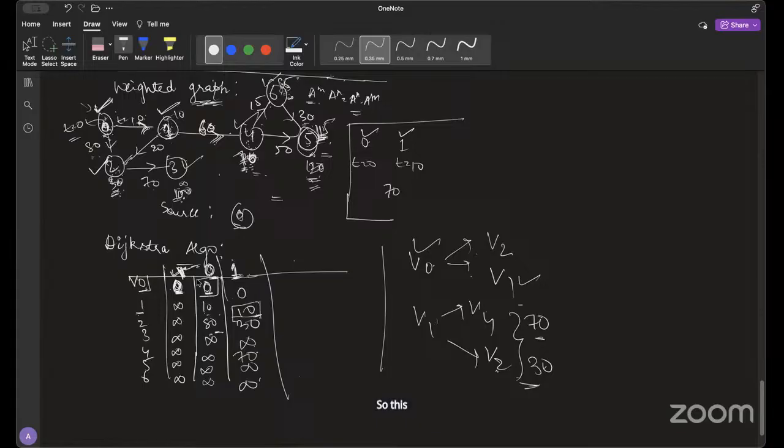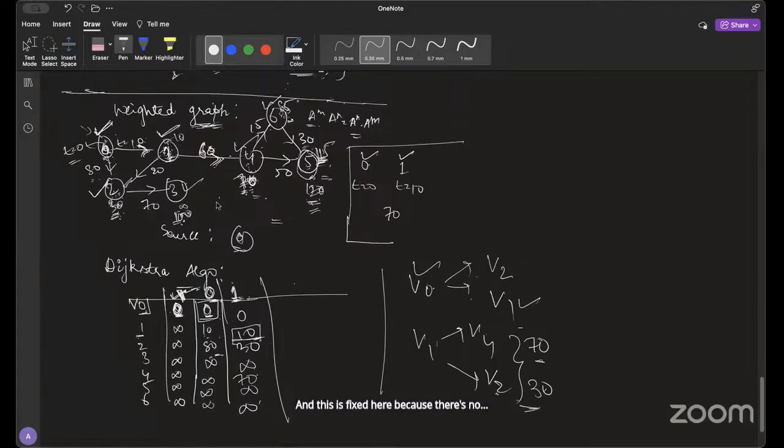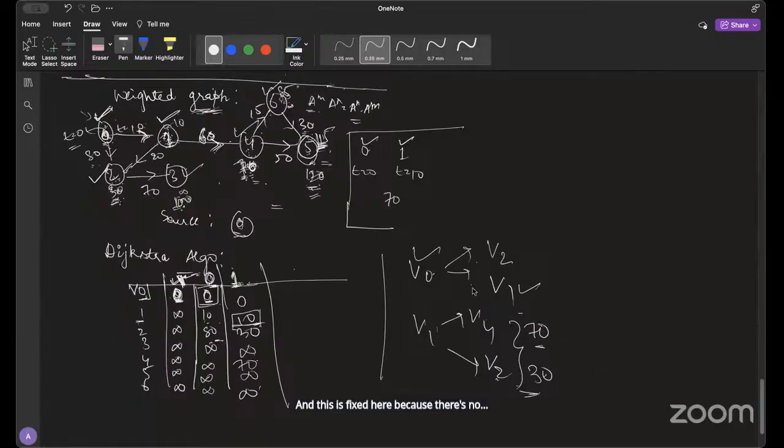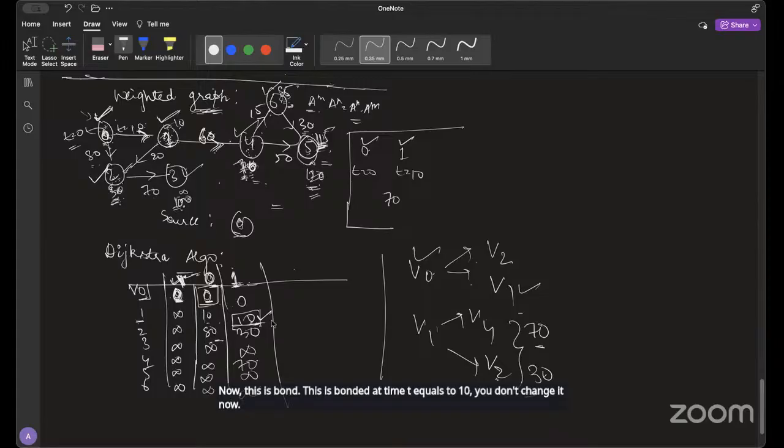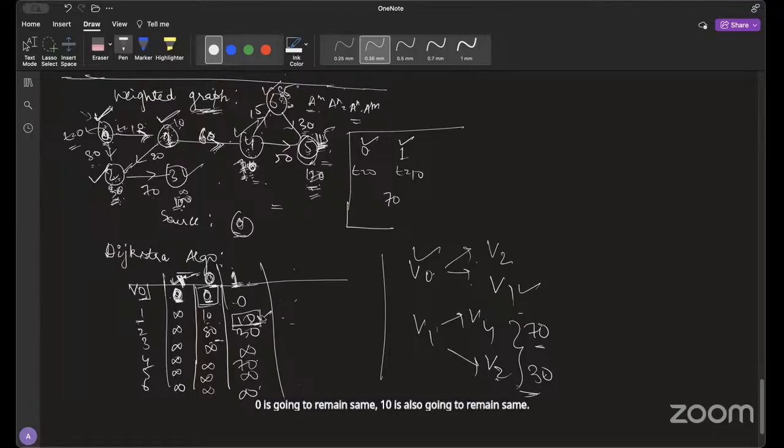So this was fixed here because it gets burnt at 0. And this is fixed here because, if you see the minimum one, this is 10, let's just say 10 minutes from here, this is 80 minutes from here. So this is the minimum one. So the minimum gets burned. Now this is burnt. This is burnt at time t equals 10. You don't change it now. So in the upcoming things that we'll write here, 0 is going to remain same. 10 is also going to remain same. They're not going to change. And this, ma'am, is already burnt. How 30? Can you please explain this also?